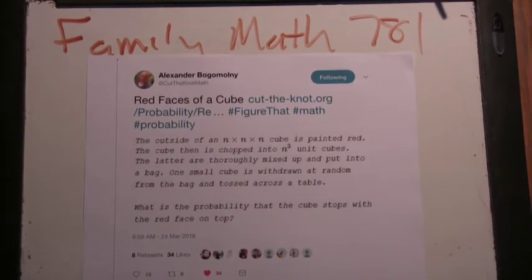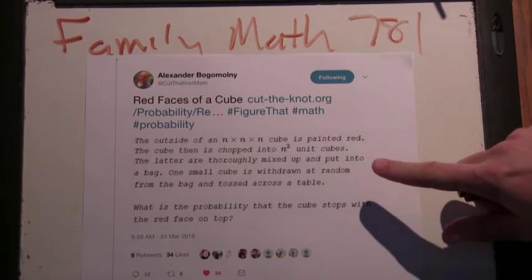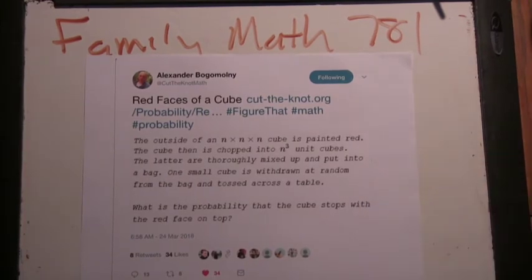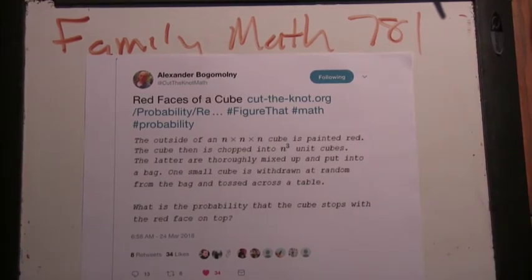This is a really neat problem I saw yesterday from our friend Alexander Bogomolny. It says the outside of an n by n by n cube is painted red. The cube is chopped into n cubed unit cubes. The latter are thoroughly mixed up and put into a bag. One small cube is withdrawn at random from the bag and tossed on a table. What is the probability that the cube stops with a red face on top?